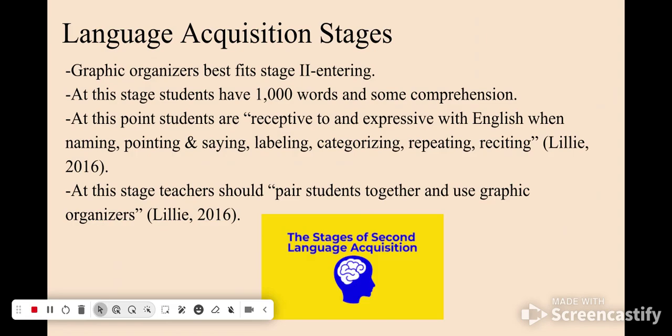I think that the best fit will be for stage 2 entering because at this stage students have about 1,000 words, so that's just enough to use the graphic organizers and some comprehension. Also, they're receptive to and expressive with English when naming, pointing, saying, labeling, categorizing, repeating, and reciting, which is basically what I showed that you would do with the graphic organizers before. And also, according to the table, at this point, teachers should pair students up and use graphic organizers.